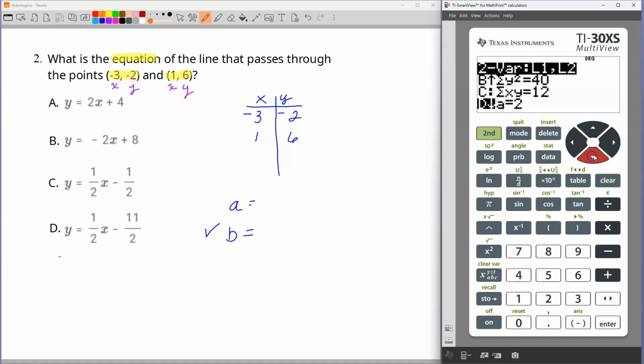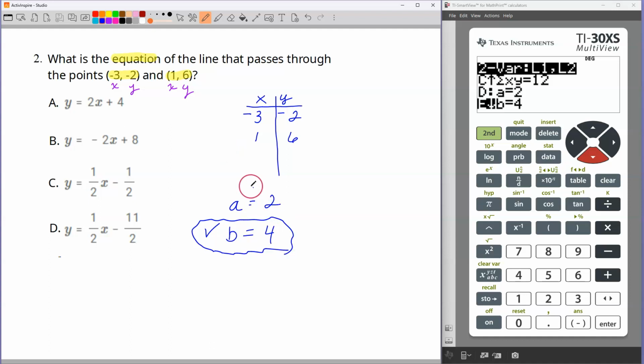Did I miss it again? I might have. Oh, no, I didn't this time. So the A value is 2. The one I really want is the B value, which is 4, right here. I can't check my slope here because they didn't give me the slope. There's a way to do it, but let's not worry about that.